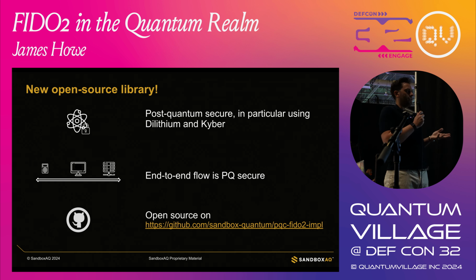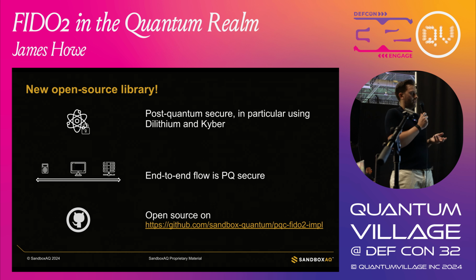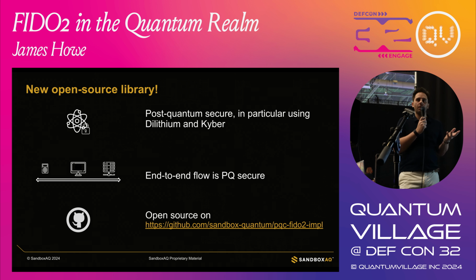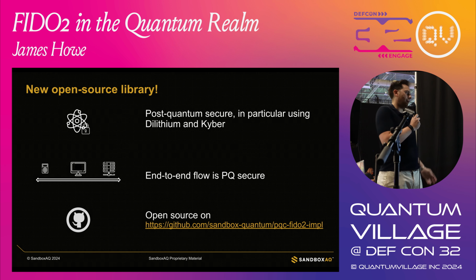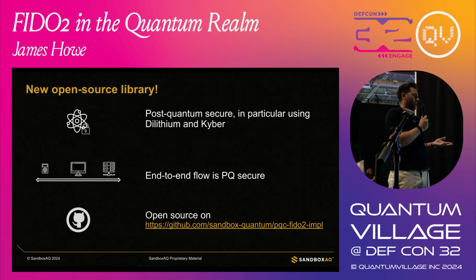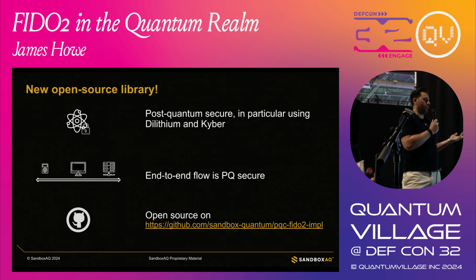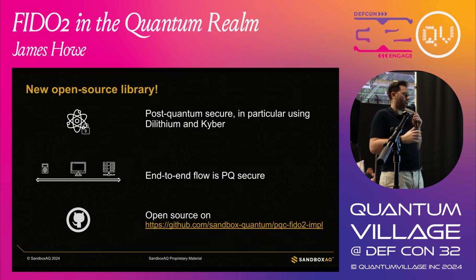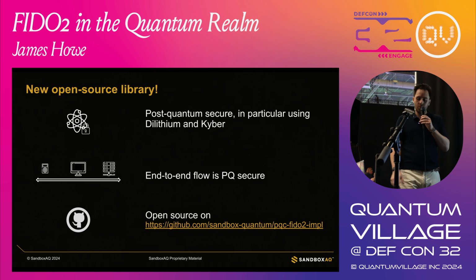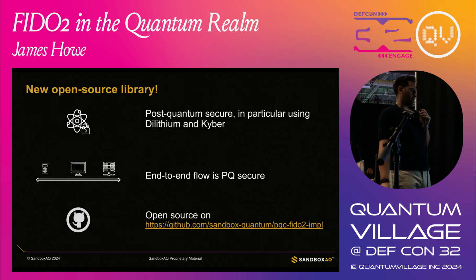For our first initial release of this, we used Dilithium and Kyber. Those are the two main standards for encryption and signatures. And the whole end-to-end flow that I showed you before is post-quantum secure. So we basically use Kyber and Dilithium for this, and we made the implementation open source on our repository on GitHub.